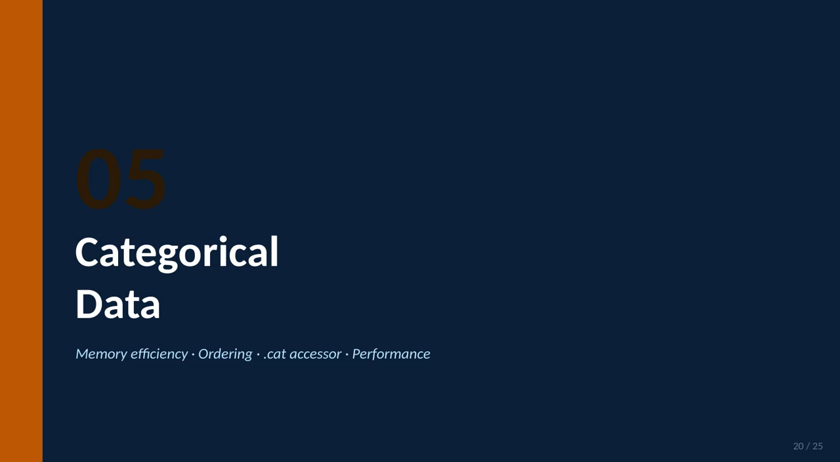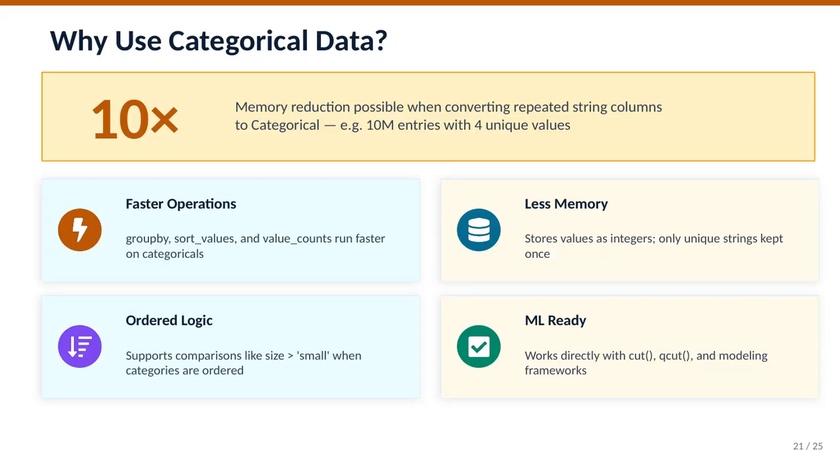Categorical data gives a compact, often ordered way to represent labels. We'll cover memory efficiency, how to set ordering using the pandas .cat accessor to manage categories, and the performance benefits of doing so. Converting repeated string columns to categorical can dramatically cut memory, often tenfold for large datasets, for example 10 million rows with 4 unique values.